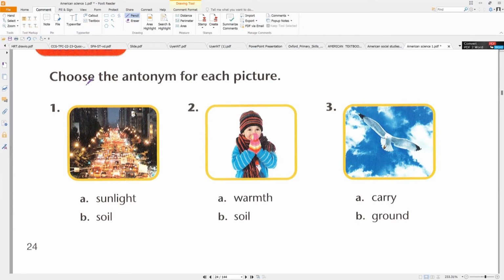And then choose the correct things. This one will be a bit tricky for you. So can you guess what it is? So it's just like light, it's sunlight. The girl is shivering and she is wearing lots of warm clothes, so it's warmth. The bird is flying and carrying something. Well, I can't see what it's carrying.